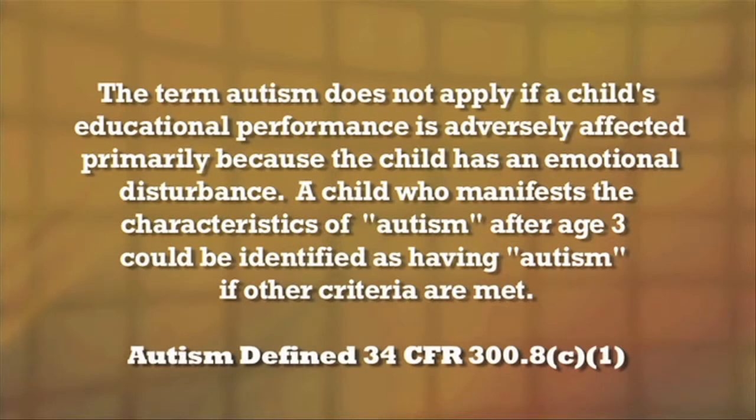Autism does not apply if a child's educational performance is adversely affected primarily because the child has an emotional disturbance. A child who manifests the characteristics of autism after age 3 could be identified as having autism if other criteria are met. Your state may have other categories or slightly different categories. Right, so there are the 13 definitions by federal law, and your state can add to those or vary them slightly, as long as they don't take away a child's right to receive services if they meet the criteria under the federal law.